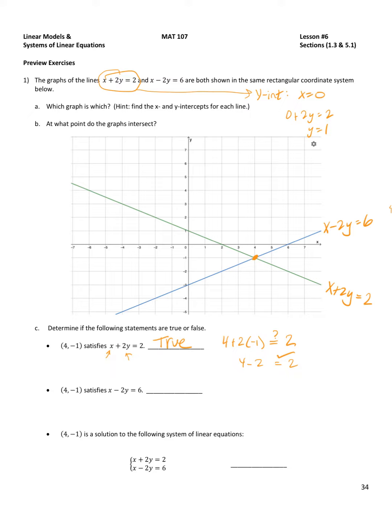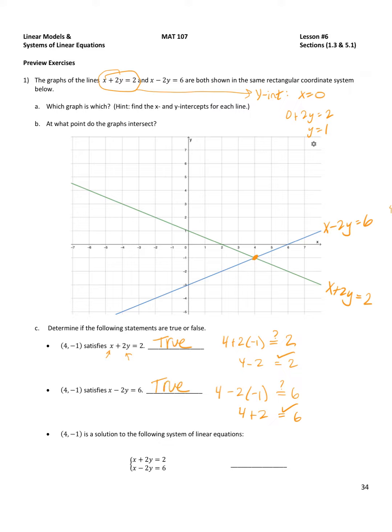Does 4, negative 1 satisfy x minus 2y equals 6? So is this point on the blue line? It does appear to be. It looks like that 4, negative 1 is on the blue line as well. And to check algebraically, put the 4 in for x. 4 minus 2 times y, so negative 1 is the y. Does that equal 6? Well, yes, because 4 plus 2 equals 6. So this is true also.